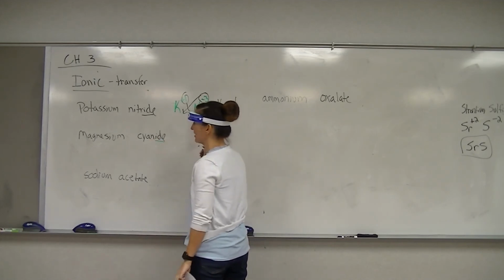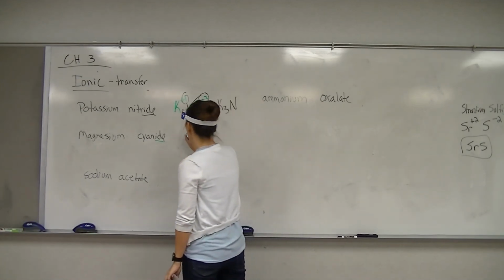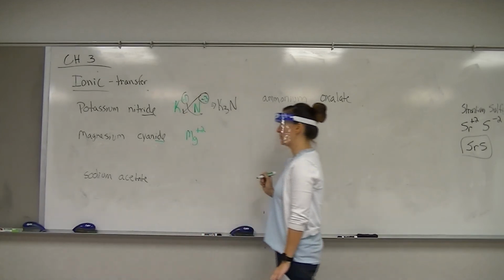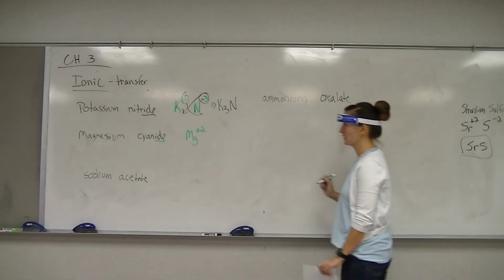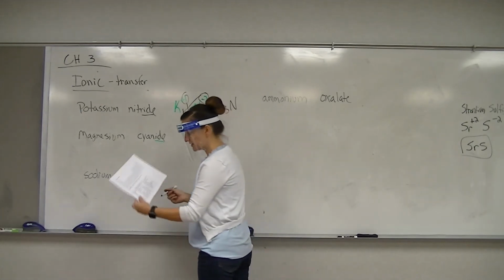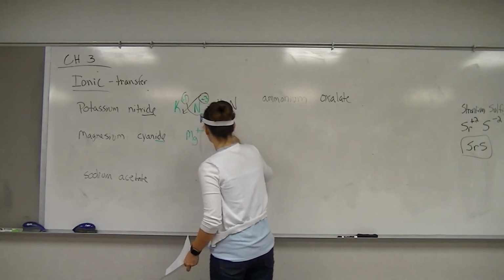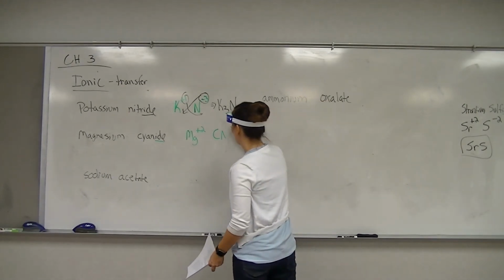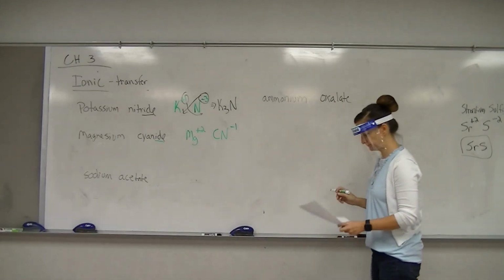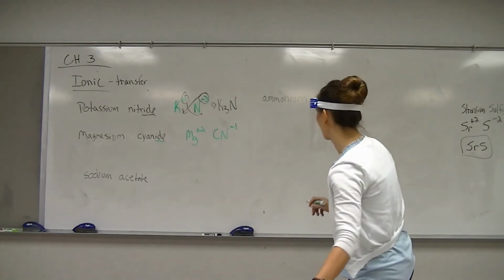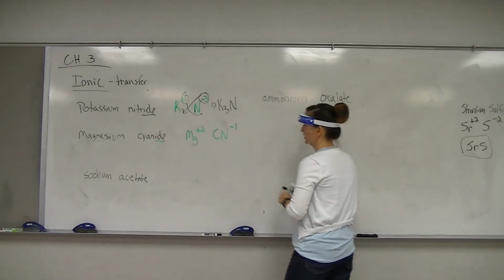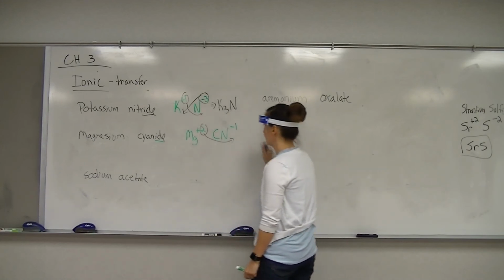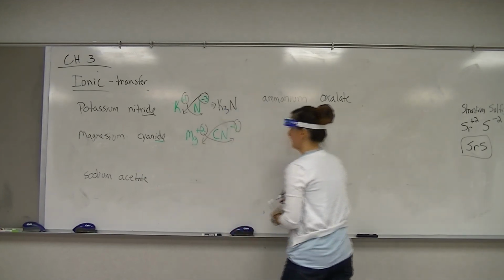So magnesium is an alkaline earth metal. It's in group 2. It's Mg. Since it's in group 2, it forms a +2 charge by losing 2 valence electrons. Cyanide, once I realize it's a polyatomic and find it on the polyatomic table, it's carbon and nitrogen together, and it has an overall -1 charge. So, because of their charges, I'm going to need 2 of the cyanide ions and just 1 of the magnesium ions.